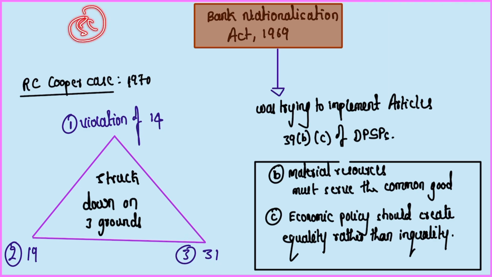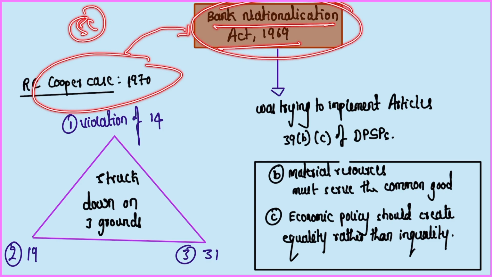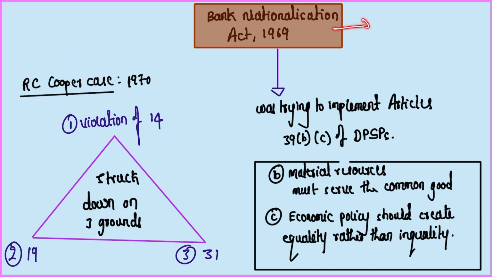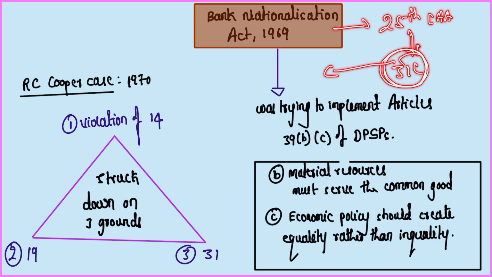Supreme Court in RC Cooper case struck down Bank Nationalization Act. So this was a big blow to Indira Gandhi government, which wanted to undertake social welfare programs. And in order to deal with the problem created by RC Cooper case, Indira Gandhi government amended the constitution in 25th Constitutional Amendment Act and inserted a new article called Article 31C. And this was the origin of Article 31C.